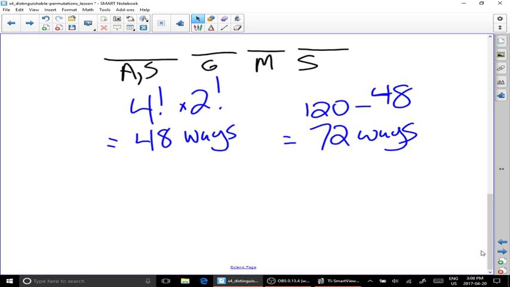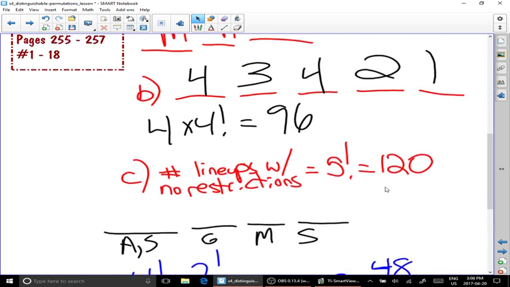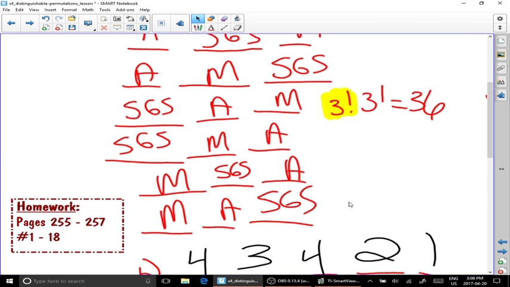Okay, good. The homework for this is on pages 255 to 257. It's numbers 1 to 18. There will be a quiz on this, but tomorrow's a project day, so the quiz will not be until Monday's class, okay?